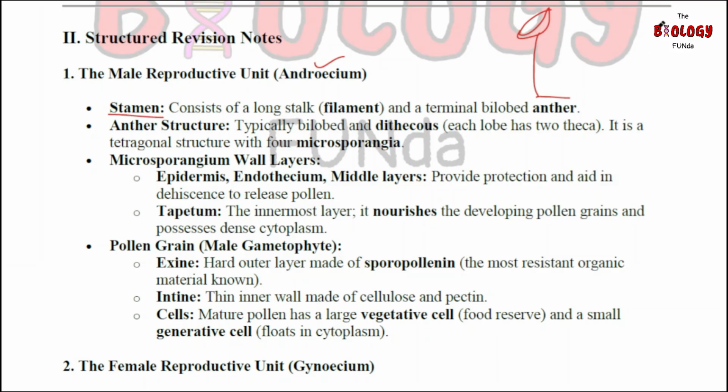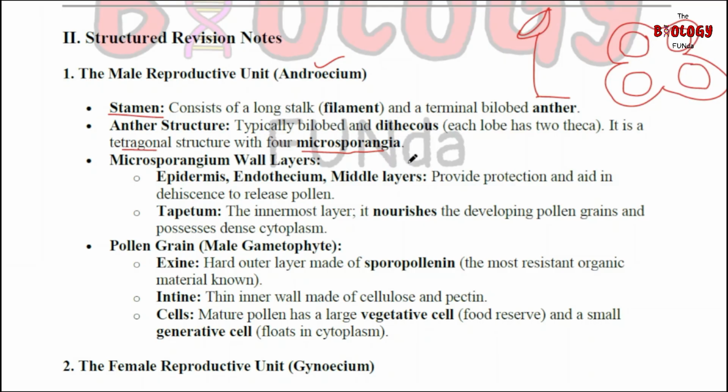Anther, if I cross section it, you will find a structure like this. There are two lobes. That's why it is called bilobed. In each lobe you will find two theca. So there are four theca actually, but since in each lobe there are two theca, it is known as dithecous. In this theca you will find microsporangia. This is a tetragonal structure.